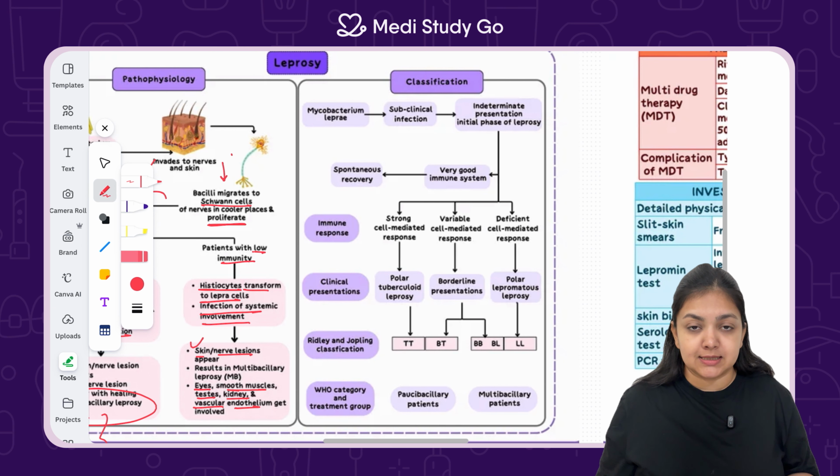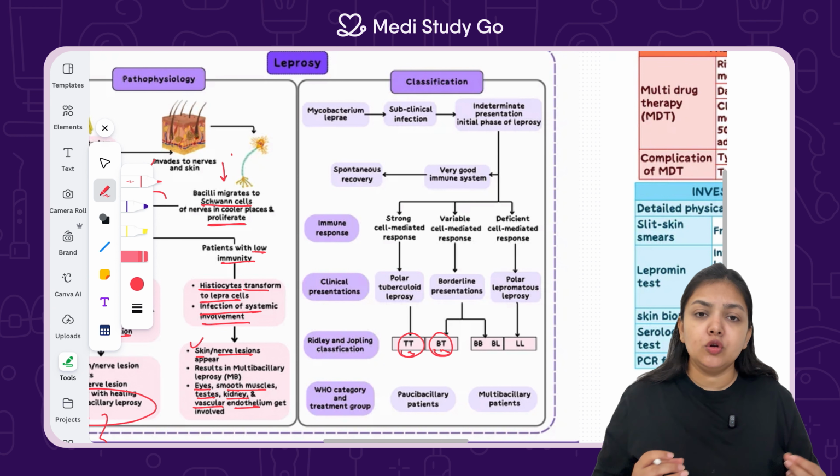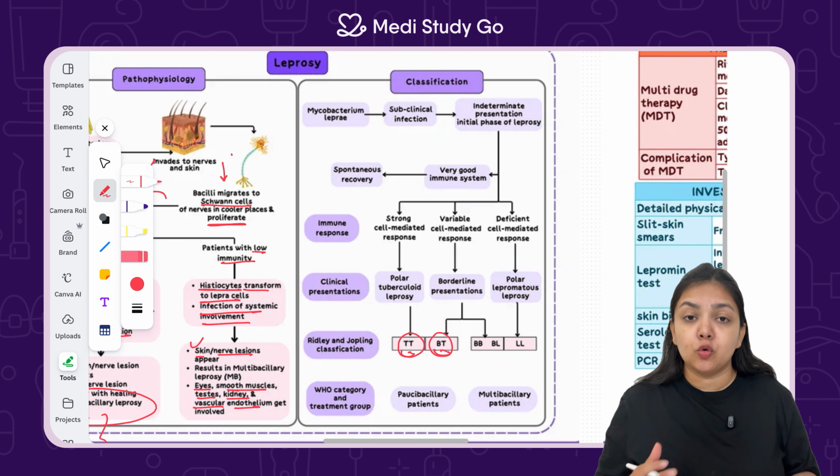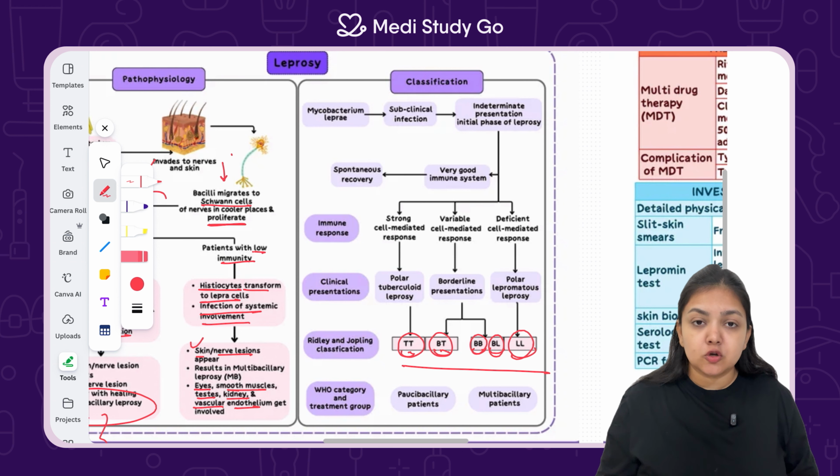There were 5 stages where the disease could be classified: tuberculoid leprosy, then borderline tuberculoid leprosy, wherein it is more towards tuberculoid but not totally tuberculoid. Then there can be mid borderline, which is in no category and can become either of the two. Then there is borderline lepromatous, and lastly there is lepromatous leprosy. So this is the classification given by Ridley and Jopling. It is based on the same response, that is the immunity response of the body.